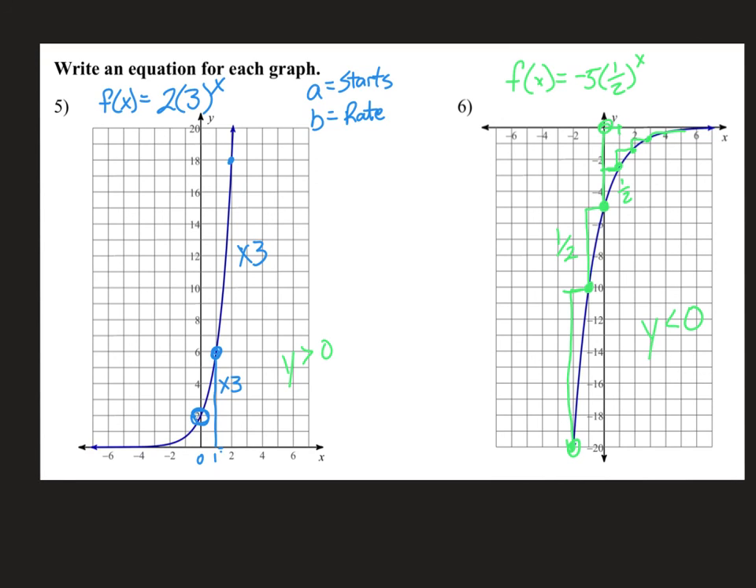All right, you've got some examples to do on your own. They're very similar to these, just different values. So good luck with those. I'll be around. I'll help you when you need it.